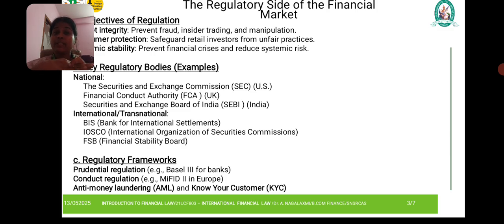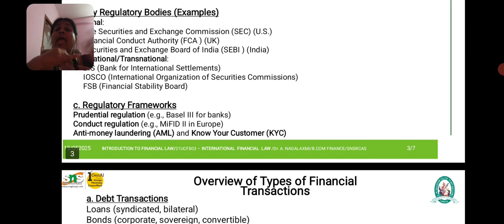Now we are going to see the international and transnational regulatory bodies: BIS, the Bank for International Settlements; IOSCO, the International Organization of Securities Commissions; and FSB, the Financial Stability Board. These are some examples of the regulatory bodies.